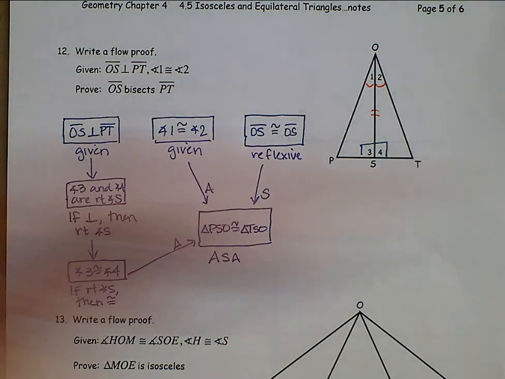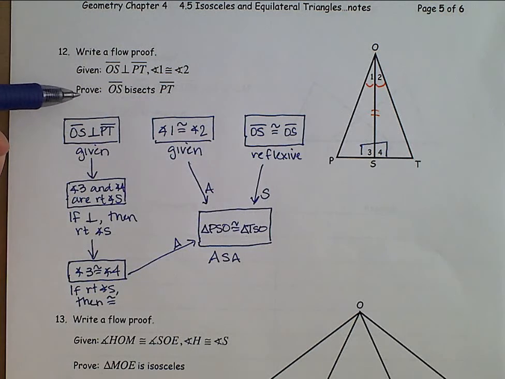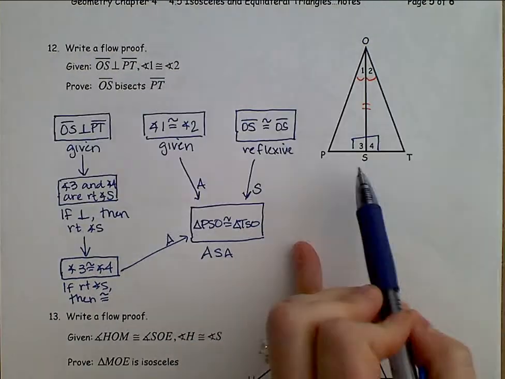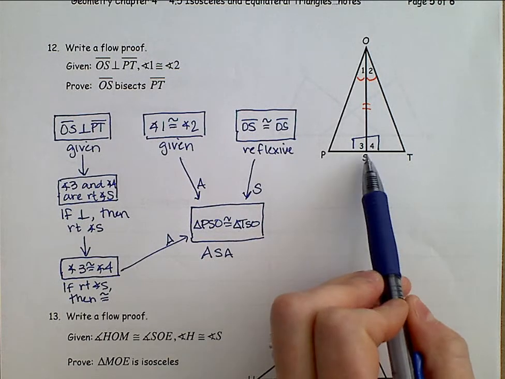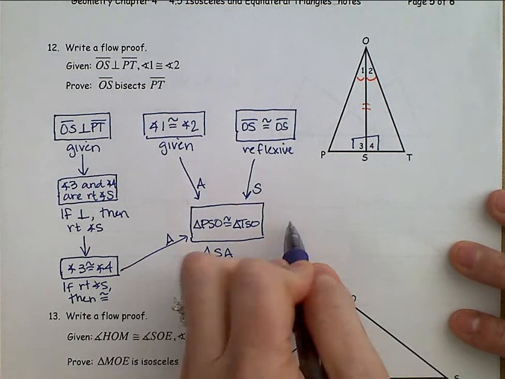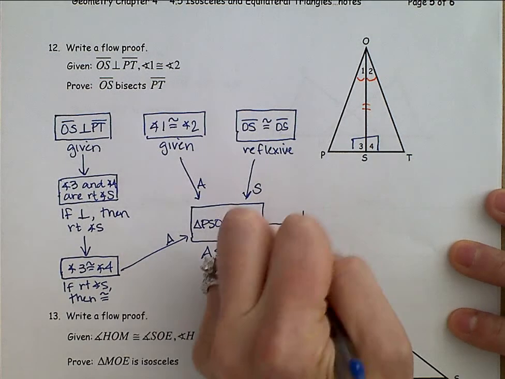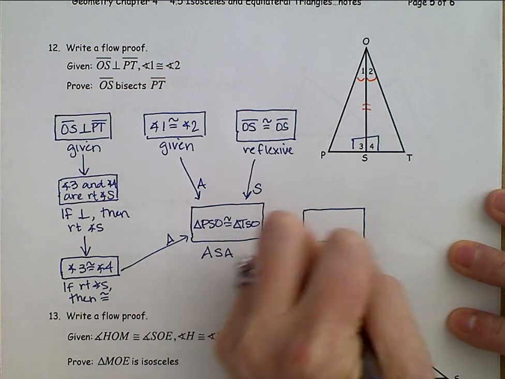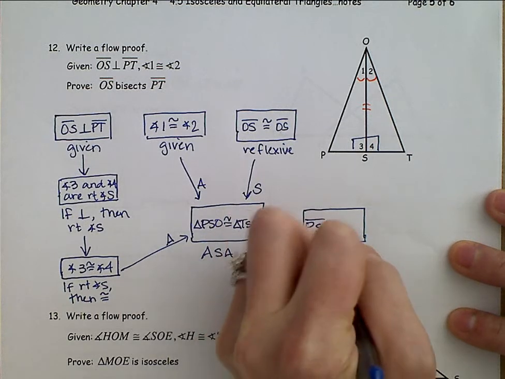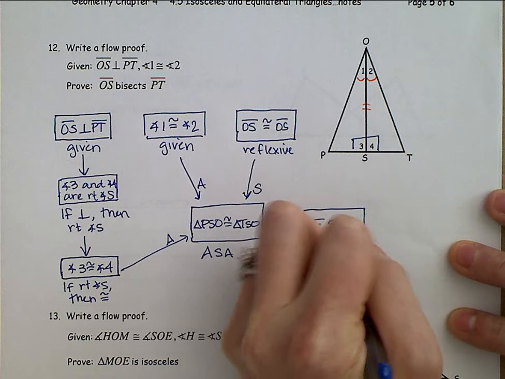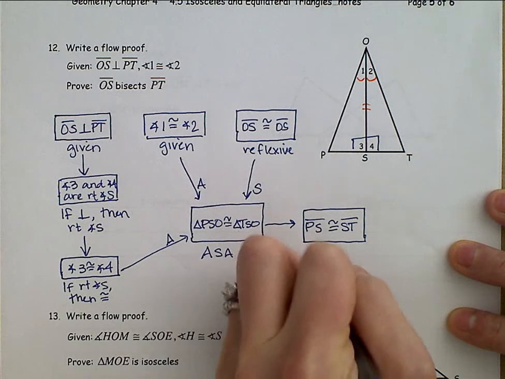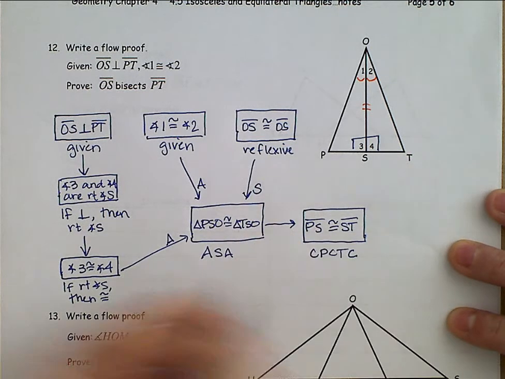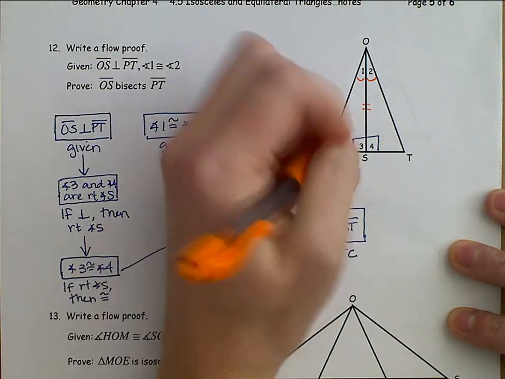Okay, we are trying to prove segment OS bisects segment PT. We still can't quite do that by CPCTC. We can, however, use CPCTC to say that segment PS is congruent to segment ST. So let's do that. The reason here, we have those triangles congruent, so the next step would be CPCTC. Corresponding parts of congruent triangles are congruent. Mark those guys in the diagram.